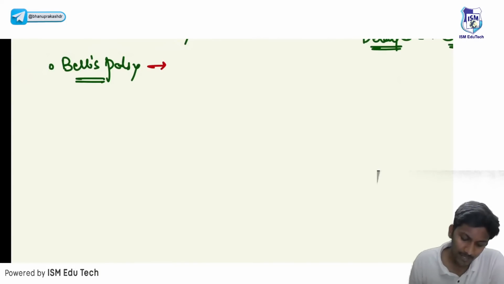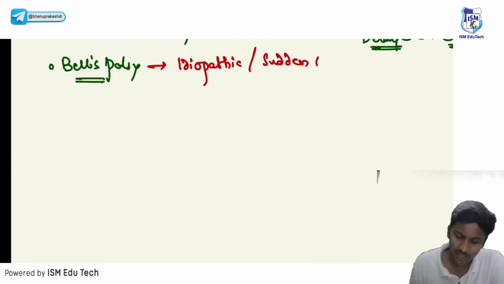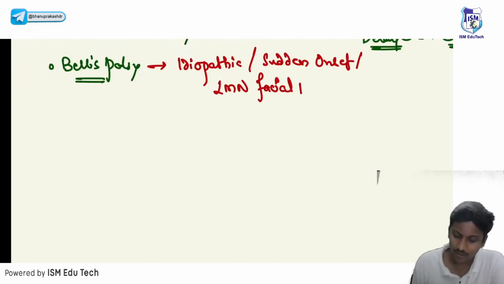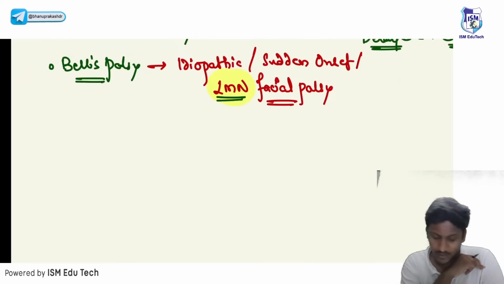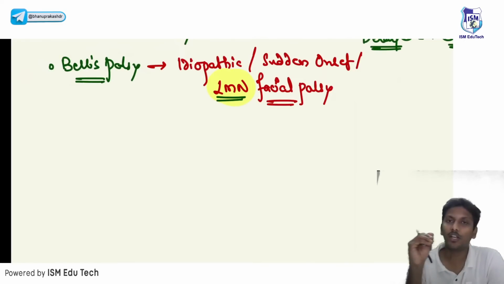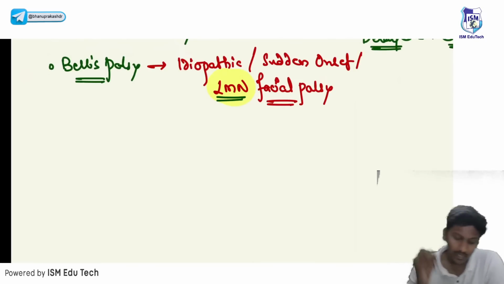Please remember, Bell's palsy is usually idiopathic. That means unknown cause, sudden onset. It happens suddenly. Lower motor neuron facial palsy. Okay, it is an idiopathic, sudden onset, lower motor neuron facial palsy. That is what Bell's palsy is. And this was the question, whether Bell's palsy is upper motor neuron or lower motor neuron facial palsy. You need to remember it is a lower motor neuron facial palsy. There is injury to the facial nerve outside the brain. Okay? So that is important.